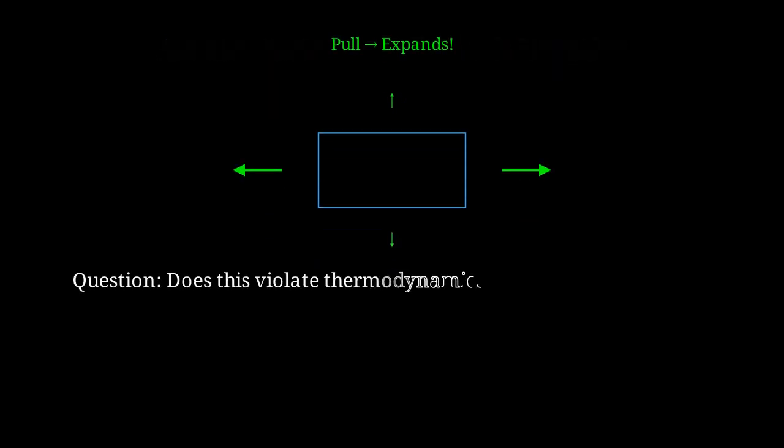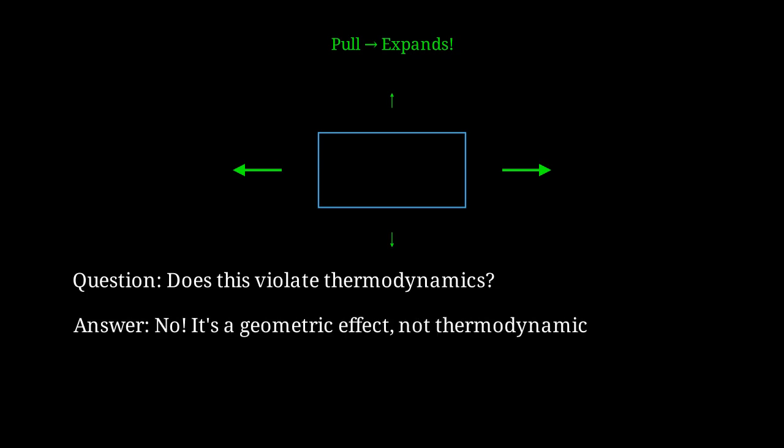You might ask, does this violate thermodynamics or conservation of energy? The answer is absolutely not. Auxetic behavior is purely a geometric effect, arising from the internal structure of the material. The energy is still conserved. What happens is that the internal structure rearranges in such a way that expansion in one direction leads to expansion in another. There's no violation of any physical laws.